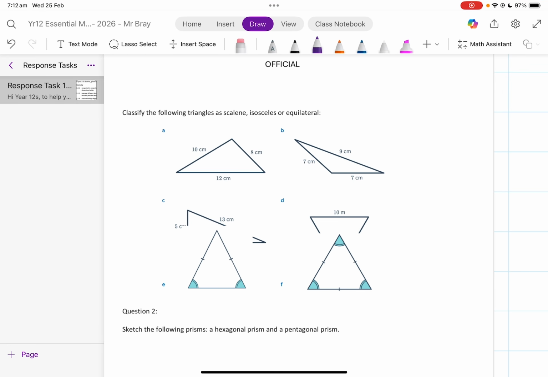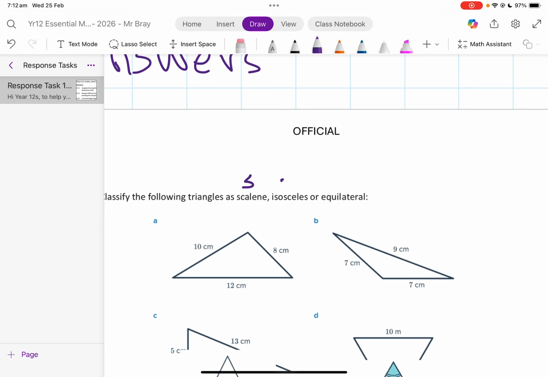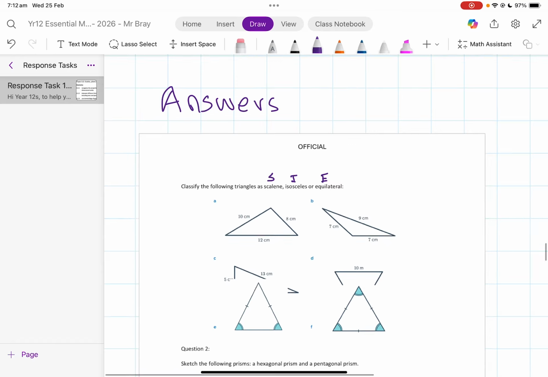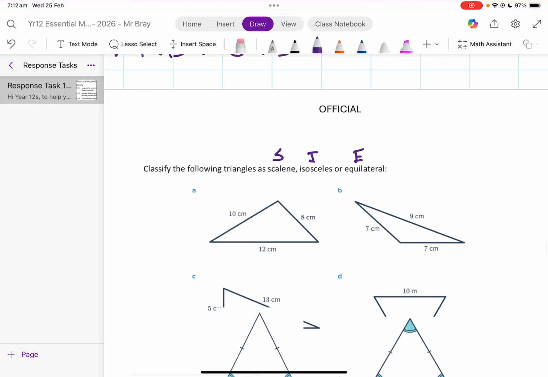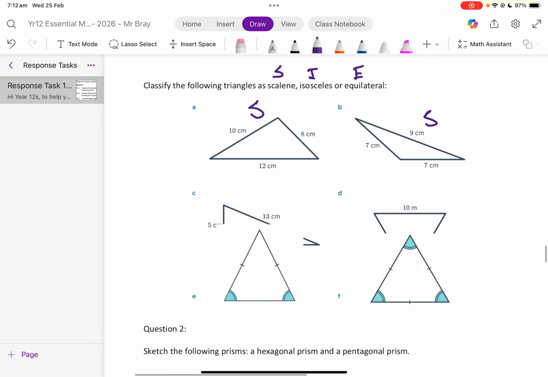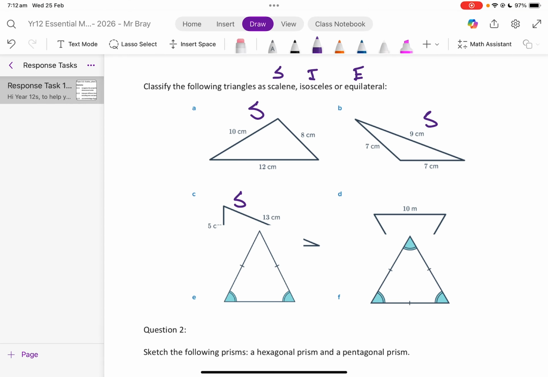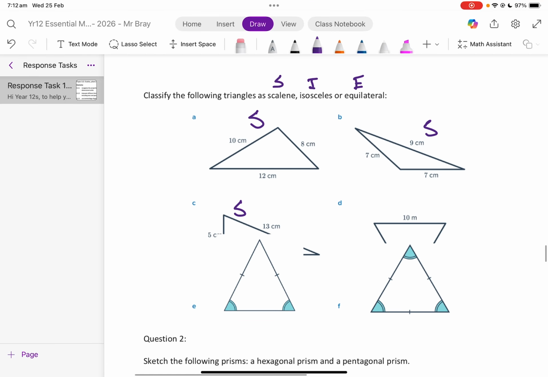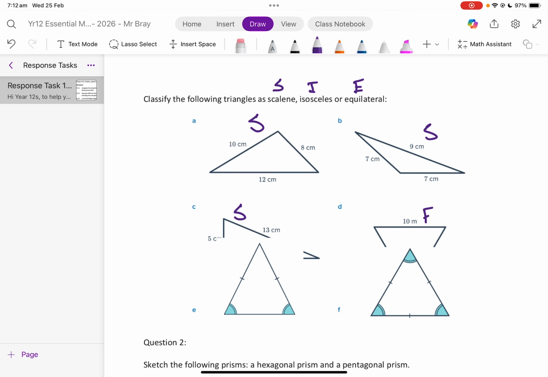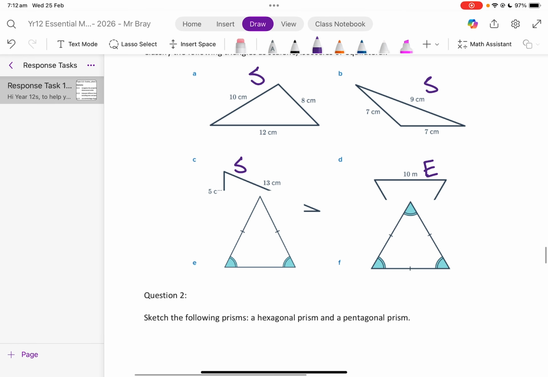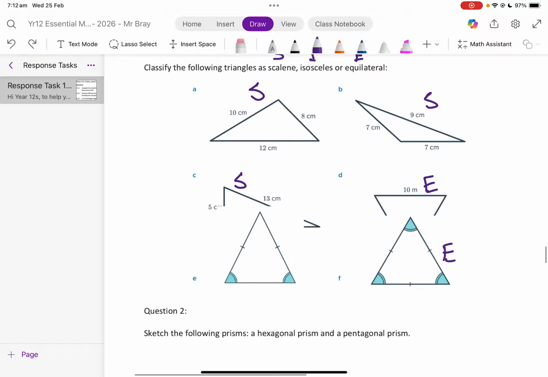But from what I recall, if S is scalene, I is isosceles, E is equilateral, we should have that A is scalene, all three sides different, B is scalene, all three sides different. From what I recall as well, C should also be scalene, but it's got a right angle in it as well, worth noting. And then part D, I believe, all three sides were 10 meters, which would make that equilateral. This one here, the three lines tell us that it's equilateral. And then, last but not least, we have an isosceles, because two sides are equal.